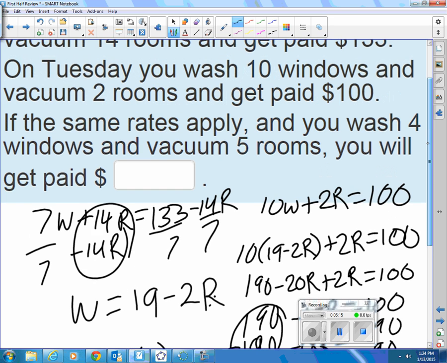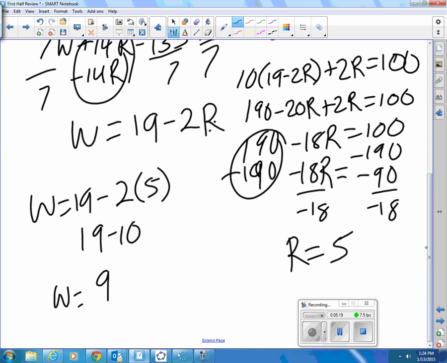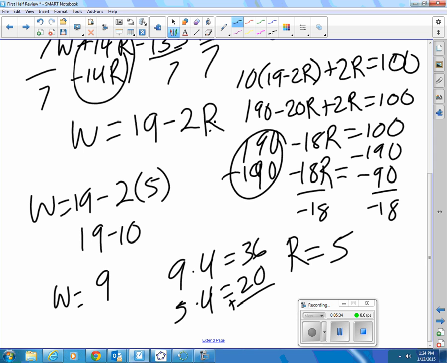The question was, what if I wash 4 windows and 5 rooms? So 9 times 4 and 5 rooms, 5 times 4, 36, 20. I get paid for both of those. So I'm going to add, and I get $56 for my pay that day.